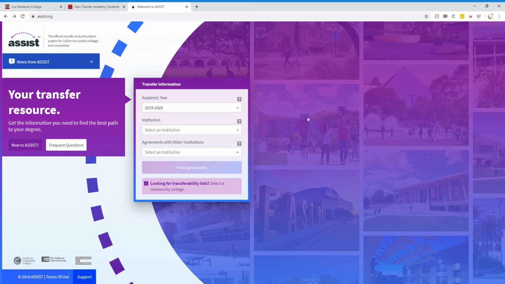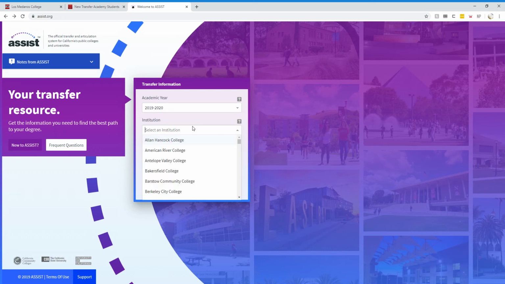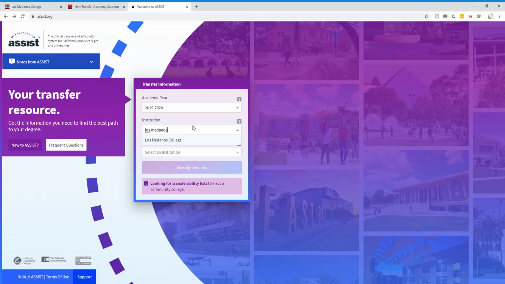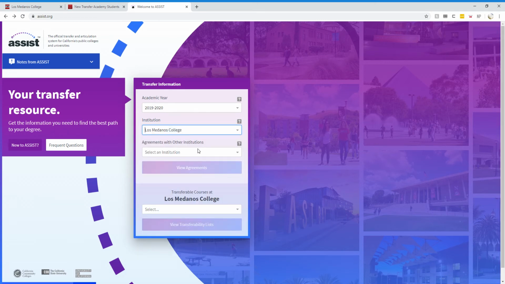We use Assist in order to see which courses we need to take to get into the schools that we are trying to get into. So, for example, put in the institution that you're coming from. In this case, it'll be from Los Medanos College. For the institution that we're trying to get into, let's say for example, we're trying to get into Sacramento State.